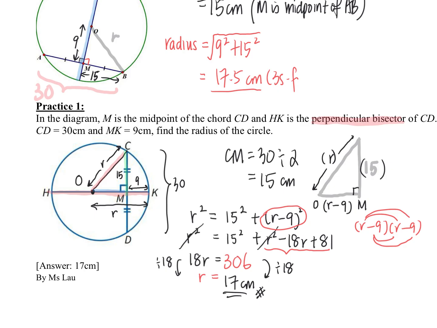How do I get 18R? You use this one. R times R, R square. R times 9 minus 9R. Minus 9R again. Then minus 9 times minus 9 plus 81. So you will get here minus 18R. Okay? So remember, the property is not difficult. You just need to know when to use it.